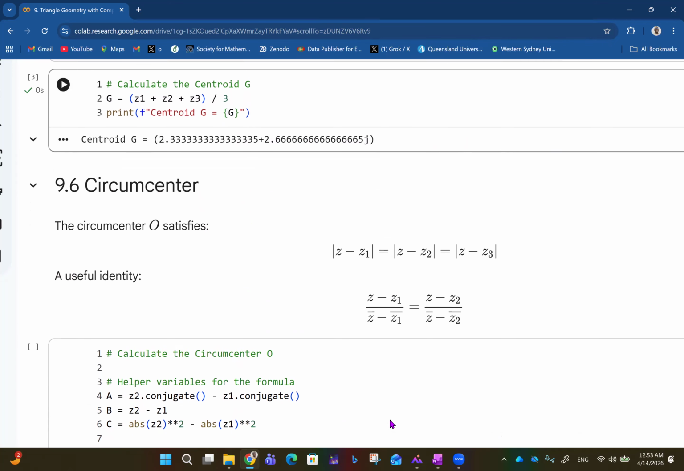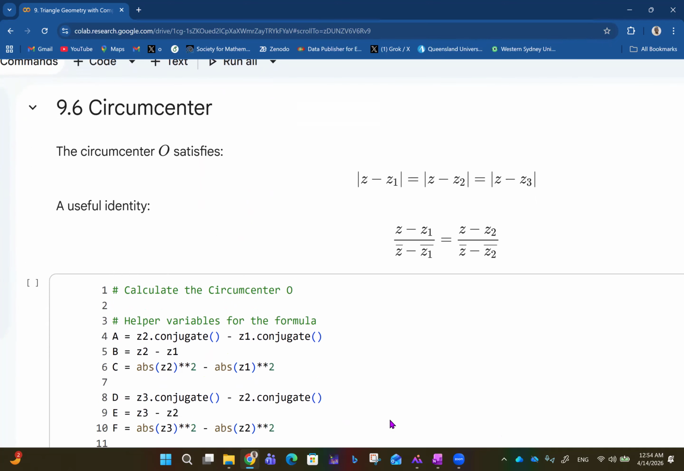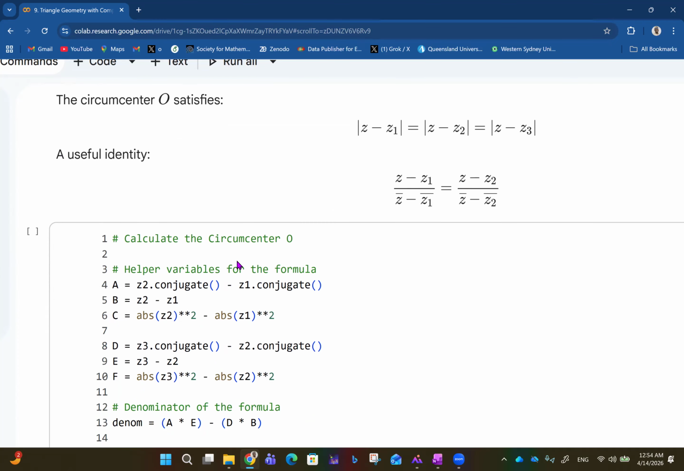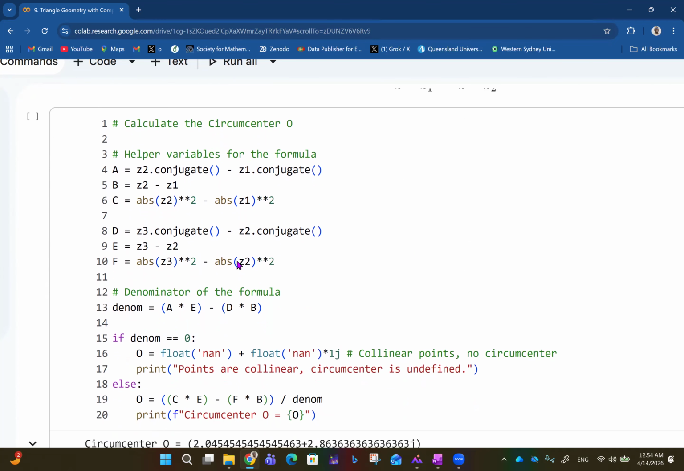Okay, then we have the circumcenter. The circumcenter O satisfies that the absolute value of Z minus Z1 is equal to the absolute value of Z minus Z2 is equal to the absolute value of Z minus Z3. That's the point equidistant from every vertex. So a useful identity here would be that Z minus Z1 all over the absolute value of Z minus Z1 is equal to Z minus Z2 all over the absolute value of Z minus Z2. That's a very useful identity in this case for the circumcenter.